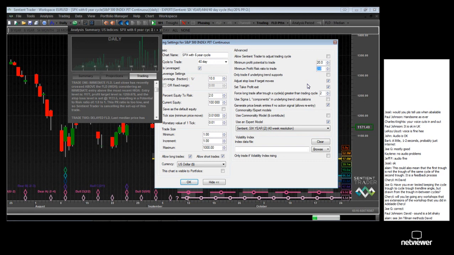This PR ratio is too low, and so Sentient Trader is cancelling the setup of this trade. Okay, Sentient Trader will only take very high profit trades.